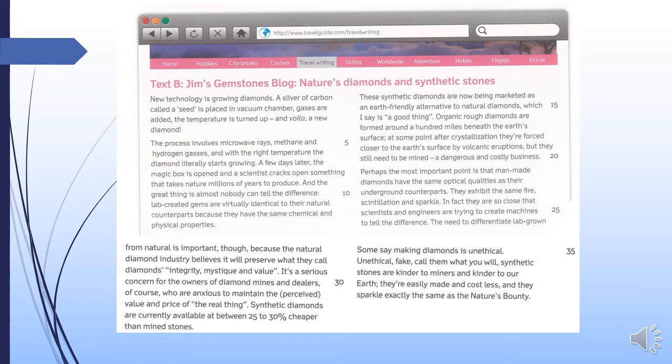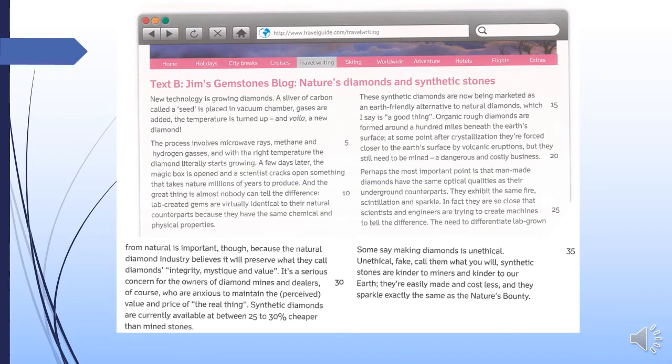Text B. Jim's Gemstones blog, Nature's Diamonds and Synthetic Stones. New technology is growing diamonds. A sliver of carbon, called a seed, is placed in a vacuum chamber. Gases are added, temperature is turned up, and voila, a new diamond. The process involves microwave rays, methane, and hydrogen gases, and with the right temperature, the diamond literally starts growing.